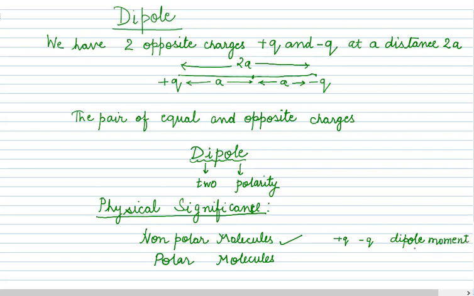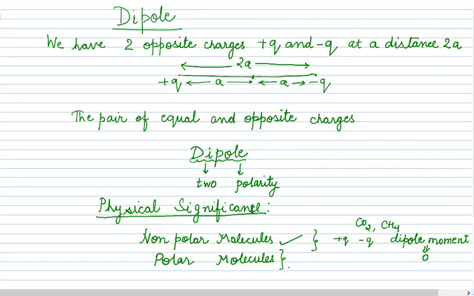And whenever any electric field is applied, initially it is 0, but whenever any external electric field is applied, then such molecules develop an electric dipole moment. Common examples, as I have written, are carbon dioxide CO2 and methane CH4.